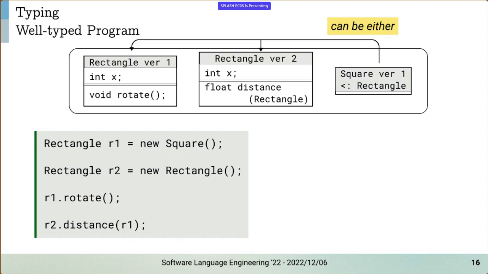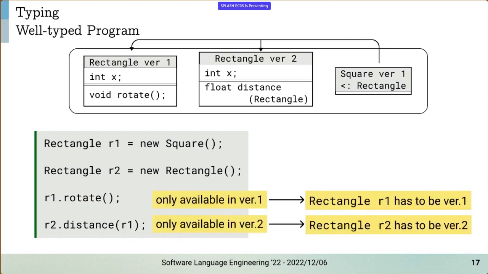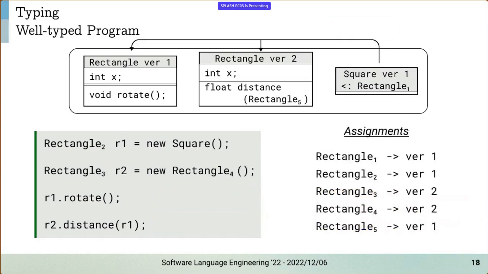From there, I think we can intuitively see that there are two variables here, R1 and R2, and we invoke rotate on R1, which is only available in version 1, so we can easily infer that R1 has to be version 1. By doing so, we indirectly also give square version 1 its superclass, which is rectangle version 1. For the other variable, because it's invoking something that's only available in version 2, it will also put a constraint on R2 that it has to be version 2 as well. So in this case, it's very simple.